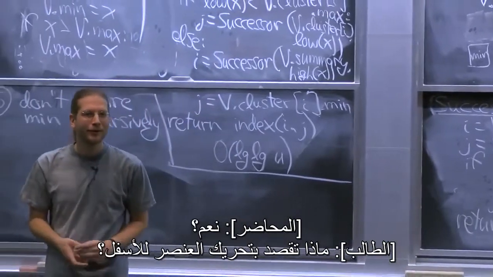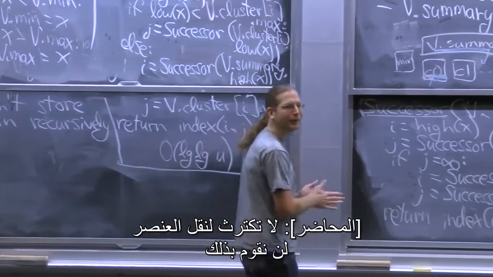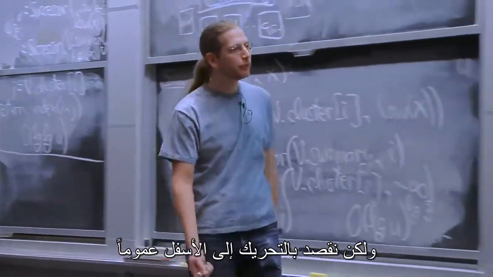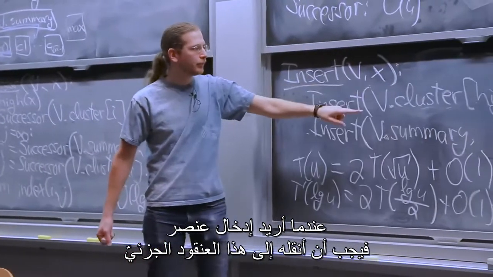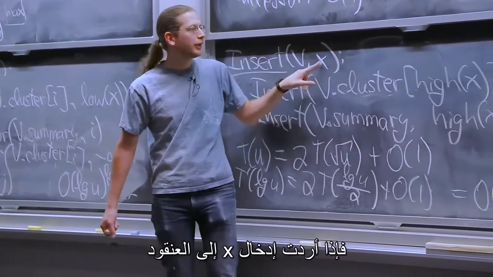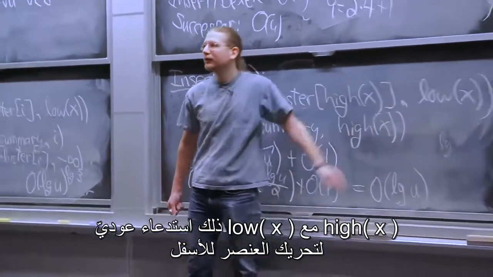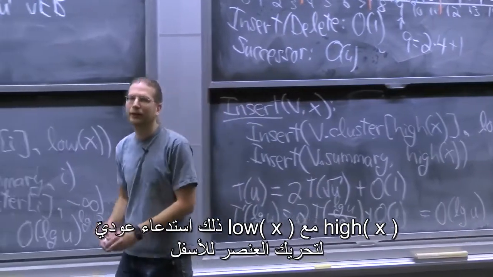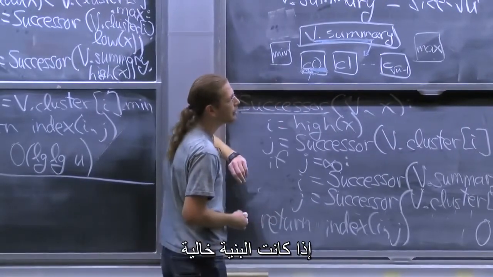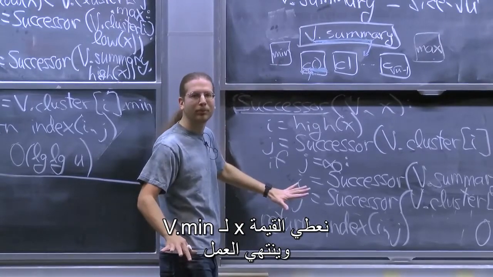Yeah? What do you mean by moving the guy down? Don't worry about moving the guy down. We're not going to do it. But in general, moving down means when I want to insert an item, I have to move it down into this subcluster. So I want to insert x into the cluster high of x with low of x. That recursive call, that's moving it down. I'm not going to do that. If the structure is empty, I'm going to set v.min equal to x and then stop.